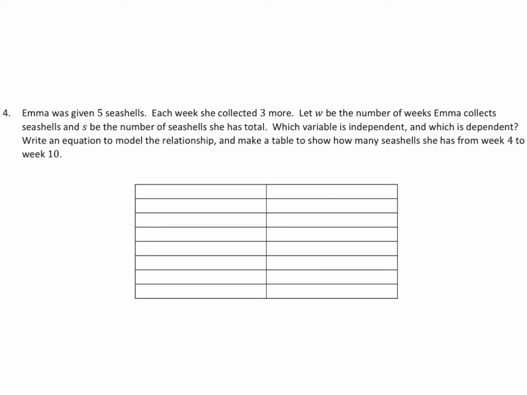Now for number 4. Emma was given 5 seashells. Each week, she collected 3 more. Let W be the number of weeks she collects, and S be the seashells she has total. Which variable is independent and which is dependent? So, the seashells change based on how many weeks she is collecting for, which means seashells are dependent, and the weeks are independent.